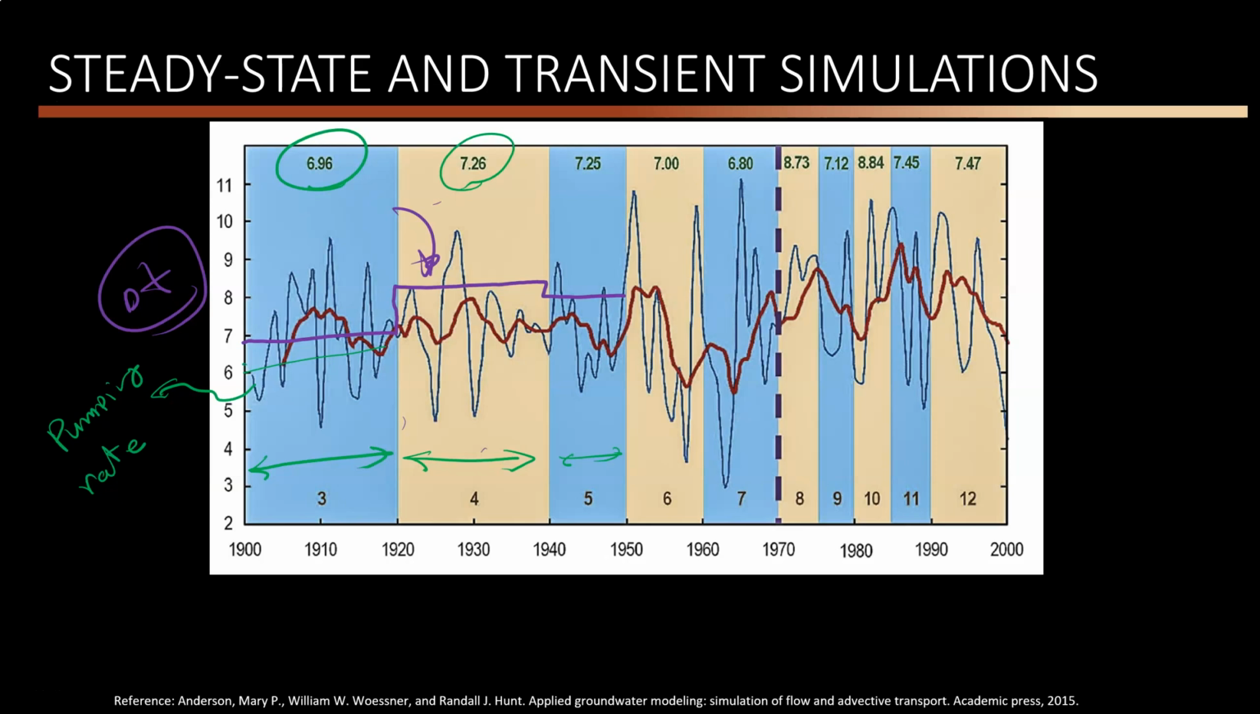So I want to stop here, and I hope that you have learned useful things, specifically about the spatial and temporal discretization, structured and unstructured systems, and also the differences between the steady state and transient state models. Thank you.